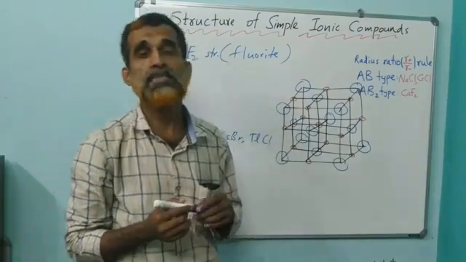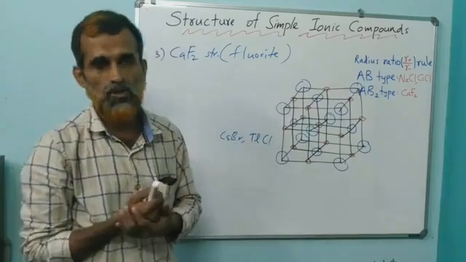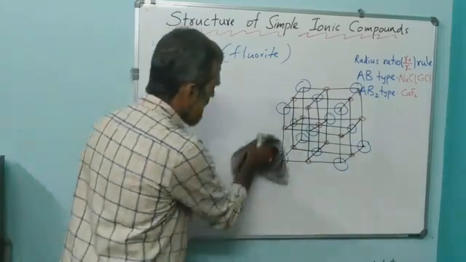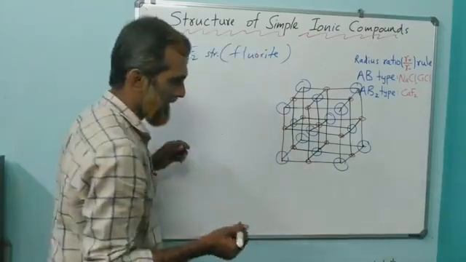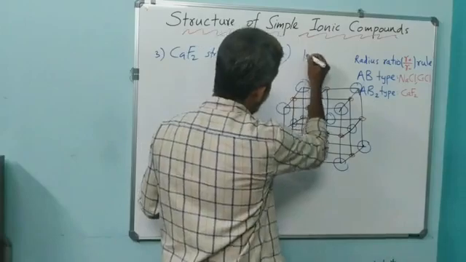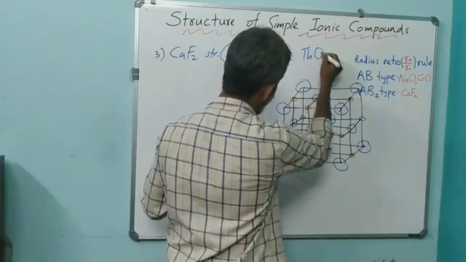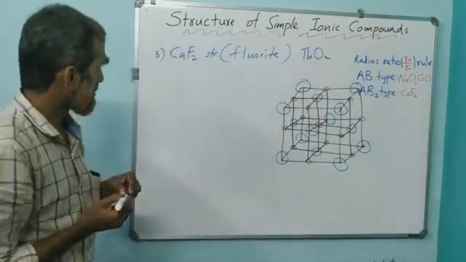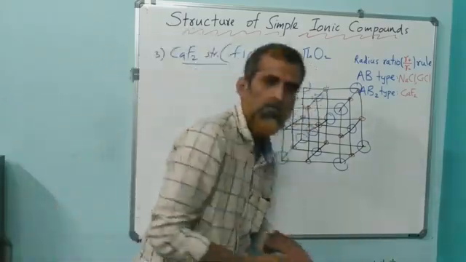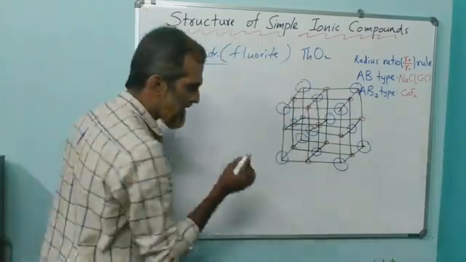They are also having the same structure like that of cesium chloride. Now, the structure of calcium fluoride, or fluorite structure, is also there for thorium oxide, which is also having the same structure. Okay. Now, when we explain the structure of calcium fluoride, first thing is we look at the radius ratio.